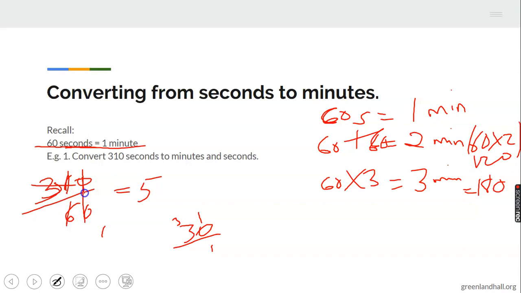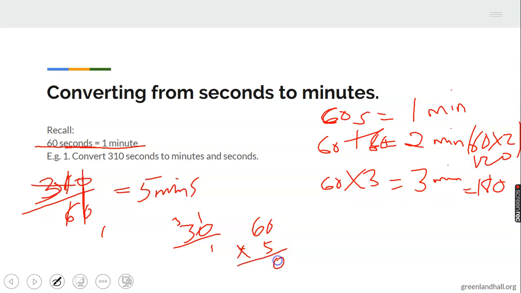So we have 5 minutes. Can you see? 0 has cancelled 0, and 6 in 31 is 5. So we have 5 minutes. Can you see that? And then it still remains some seconds. This 5 minutes, look at it. So that 5 minutes times 60. Look at this one. 60 times 5.